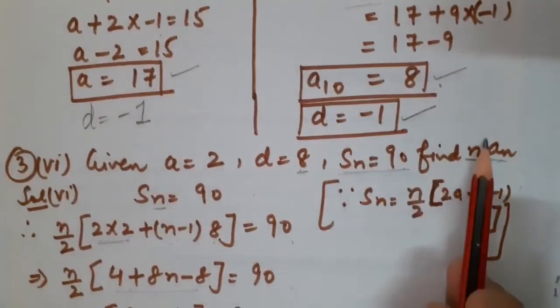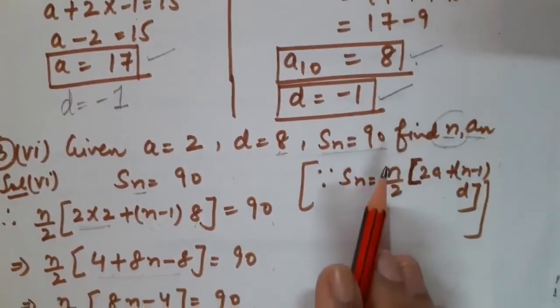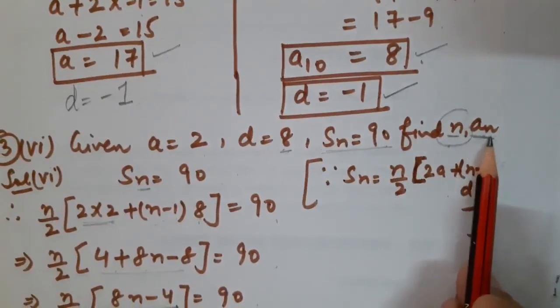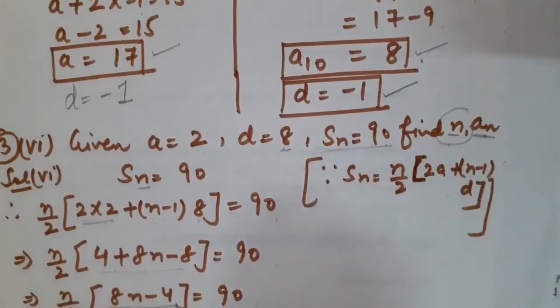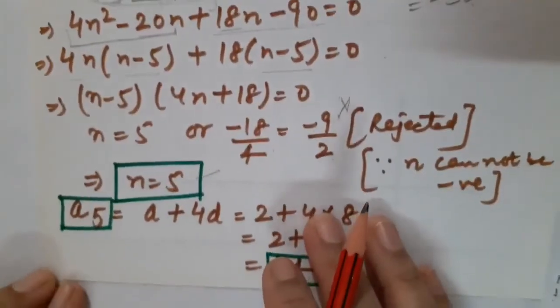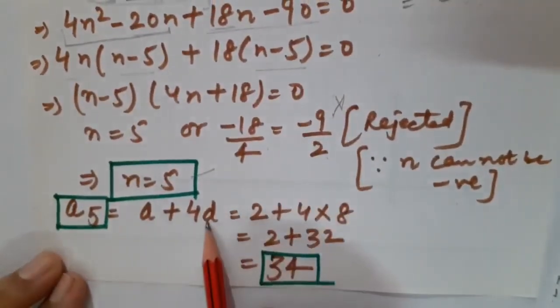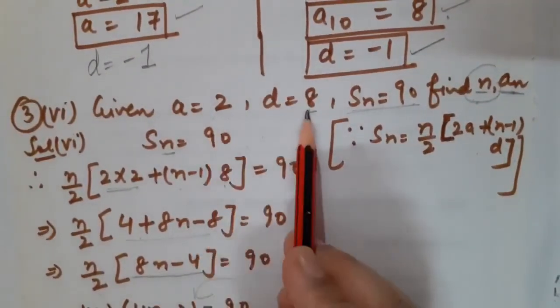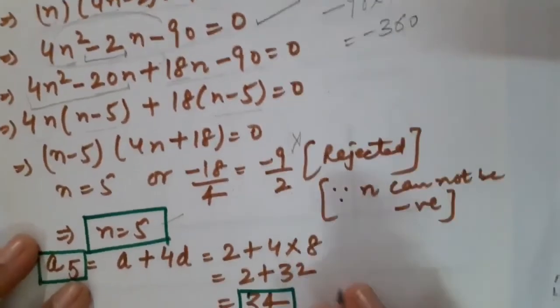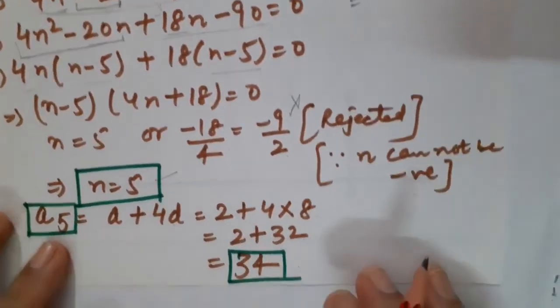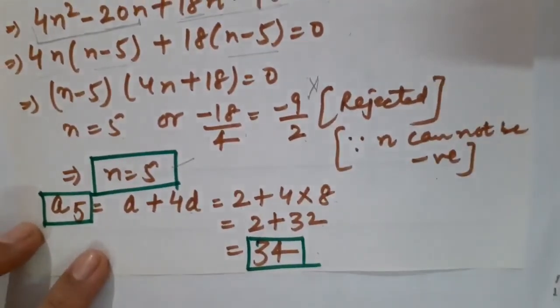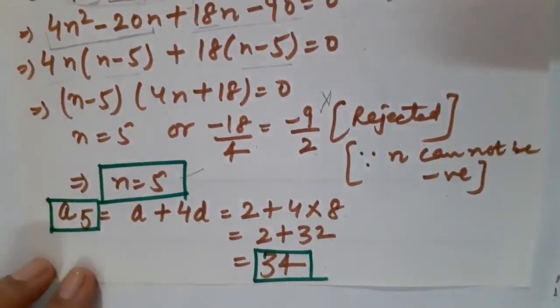What was asked in the question? We were asked to calculate n, that we have calculated, and we were asked to calculate the nth term, that is a5 now. Why? Because n is 5. So now we are going to calculate a5, that is a plus 4d. We know a. What is a? Given in the question, that is 2. We know d, that is 8. So it would become 2 plus 4 into 8, that is 2 plus 32 is equal to 34. Correct, students?